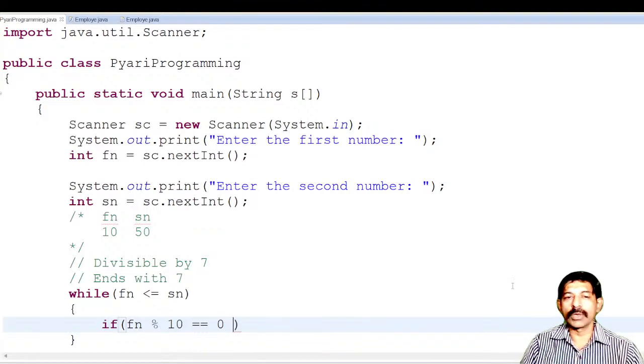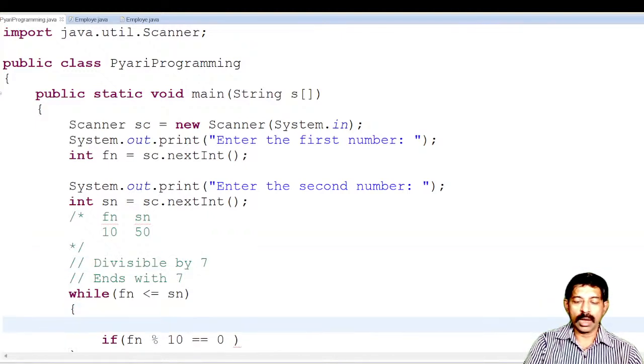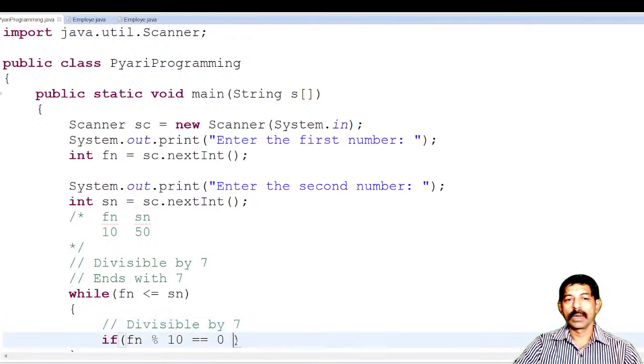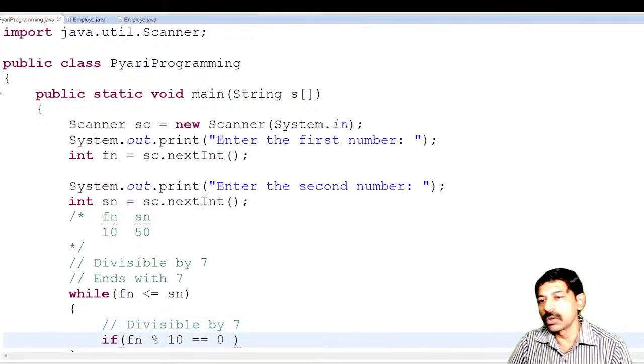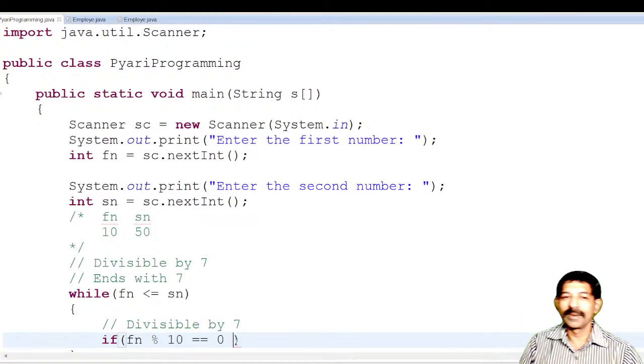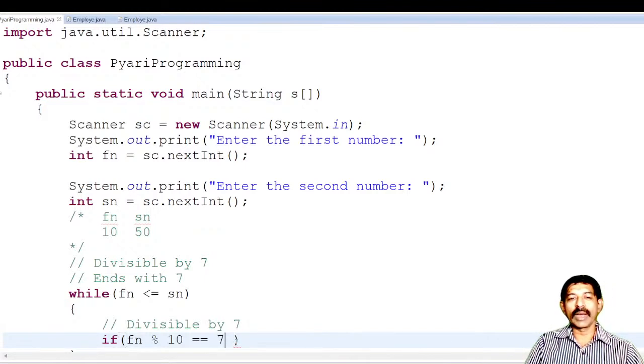No, I am asking you, I have given the divisible by 7 condition over here. Is it right or wrong? For divisible by 7, number modulo 10 is equals to 0. You people have given the answer. What I am checking is: modulo 10 is equals to 7, or ends with 7.